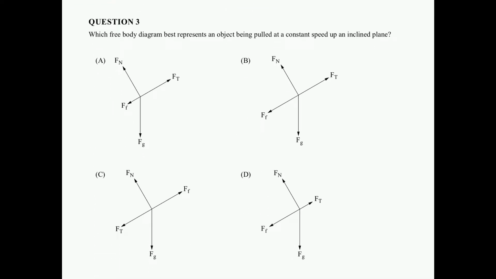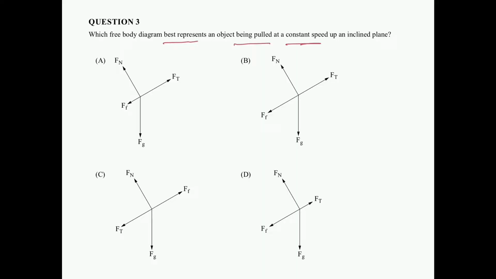So question 4: which free body diagram best represents an object being pulled at a constant speed up an inclined plane? All right, so let's go through each individual option and we'll list through what we need to know.